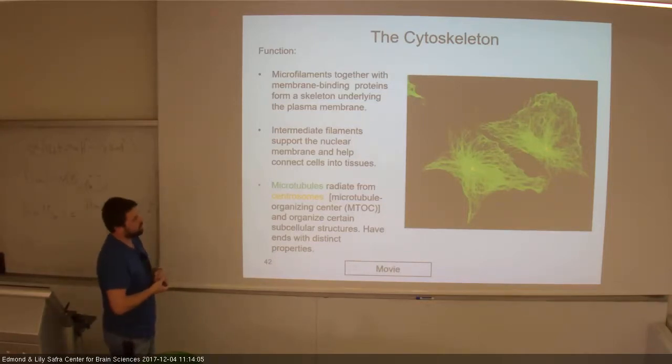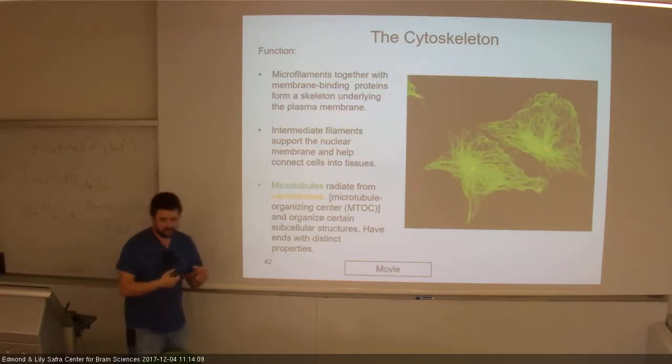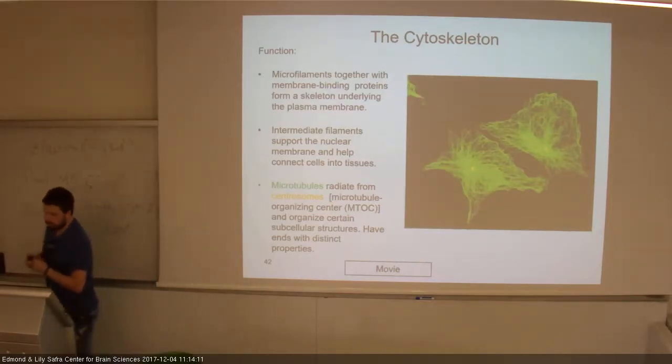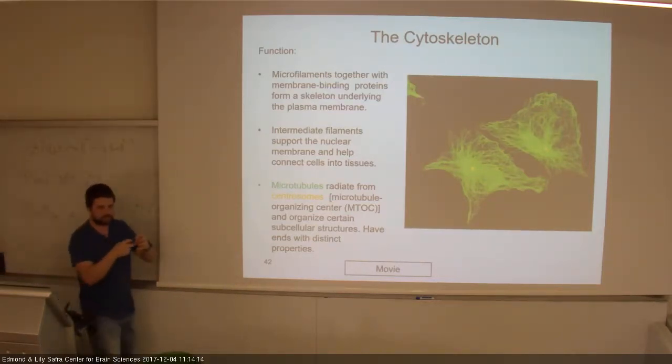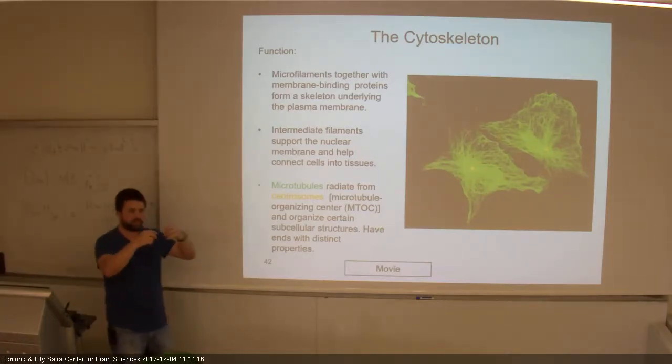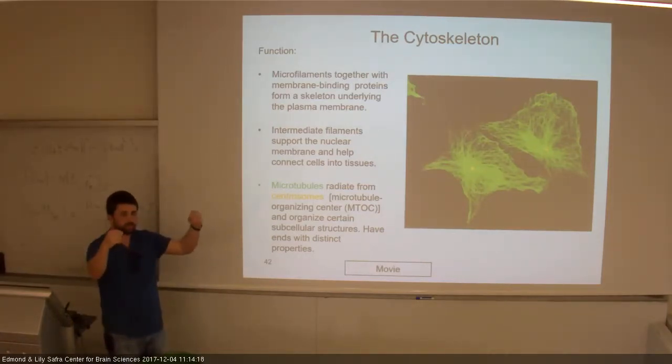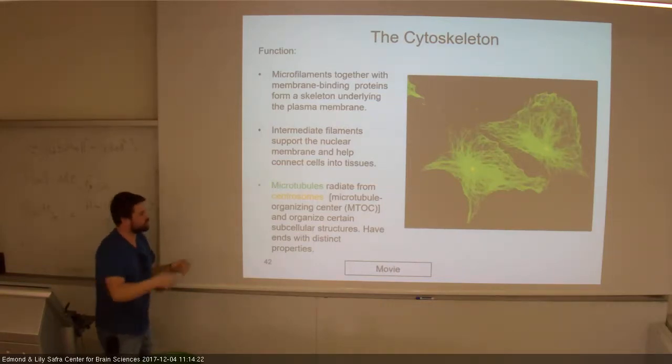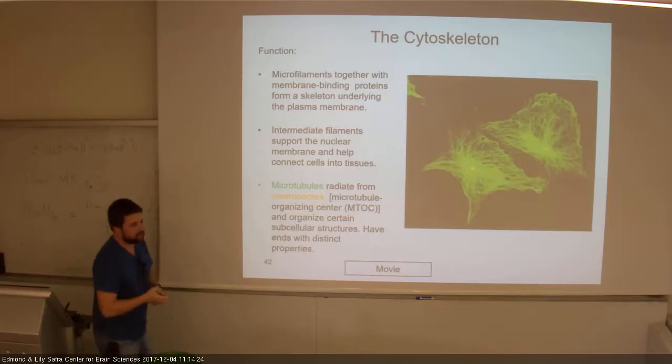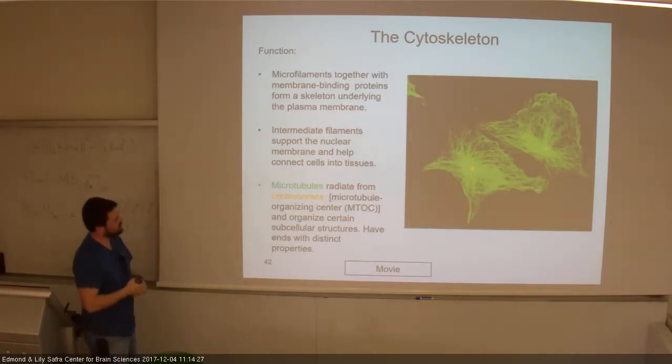And for example, when cells are dividing, we're not talking about that at all, but when cells are dividing, then the centrosomes split, and then there's one centrosome and the other centrosome, and they start this tug of war between them, eventually separating the DNA into two cells.